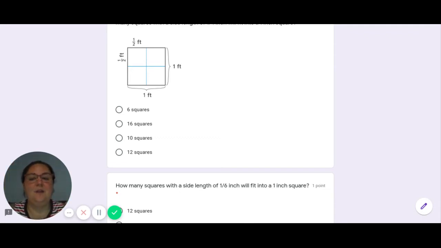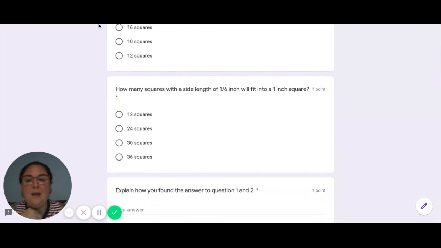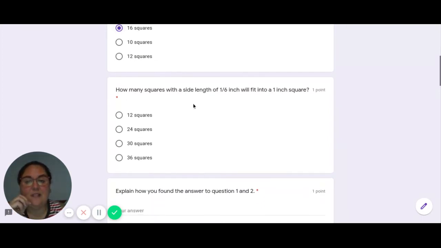Here's your trick with this one. Use your denominator times the denominator. As long as it's 1 for your numerator, you can do that. So it should be 4 times 4, 16. Number 2 is the same question. You should have said a side length of 1/6 by 1/6. So multiplying my denominators together, I should have 6 times 6, and my answer should be 36. That was your answer for this one.